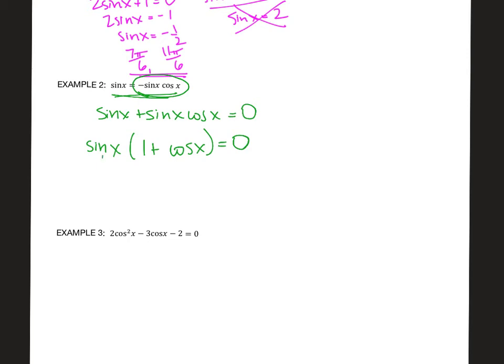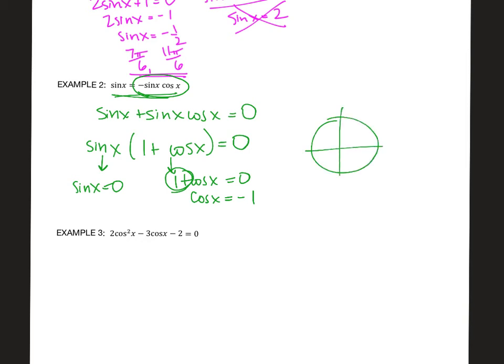Now I'm going to set each of them equal to 0. The sine of x equals 0, and 1 plus the cosine of x equals 0. And if I solve, I still need to isolate this one a little bit more. I need to move that 1 to the other side. Now I look on my unit circle. Where does the sine equal 0? I'm pretty sure it's here. It's also here. So I'm going to call this one pi. I'm going to call this one 2 pi. I'm not going to call it 0.